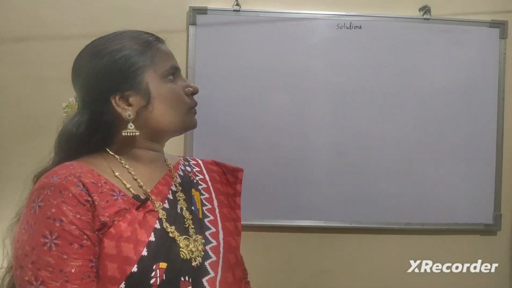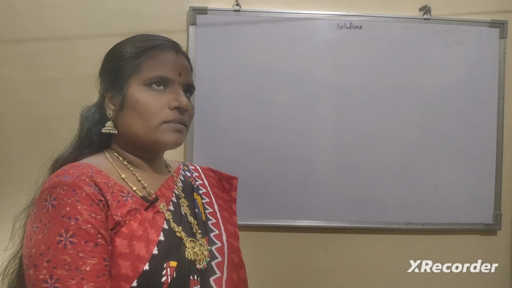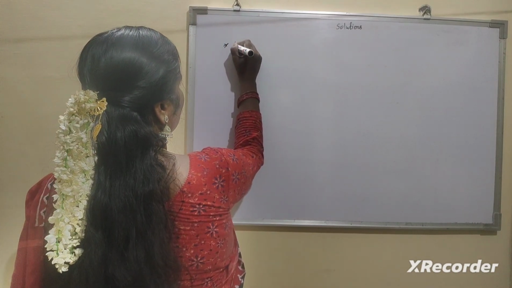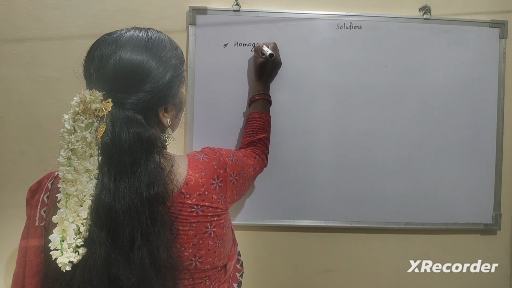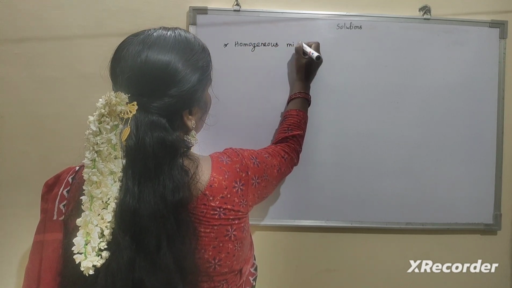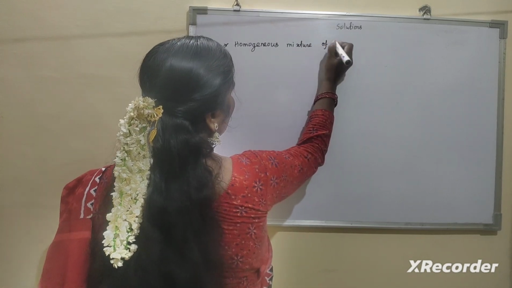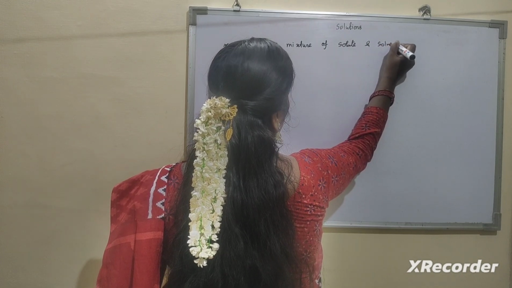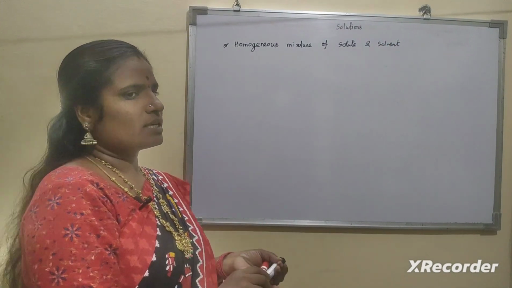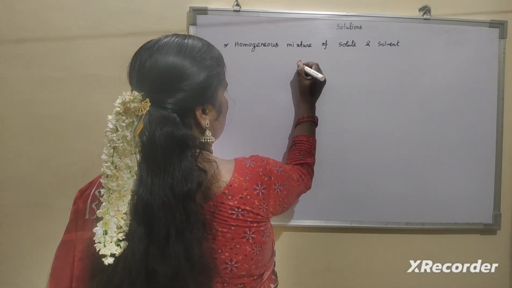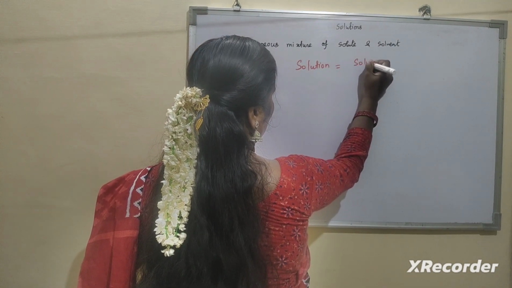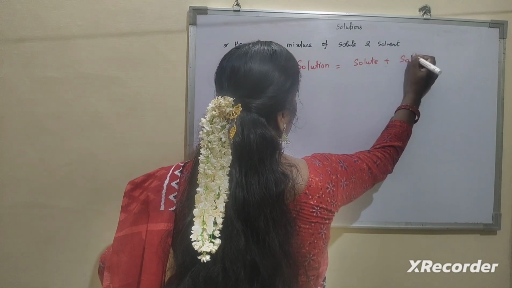Solutions lesson. This one comes in your 11th class. For CBSE students, they'll study it in the 12th class. So what are solutions? Solutions are a homogeneous mixture of a solute and a solvent. In other words, a solution equals a solute plus a solvent.